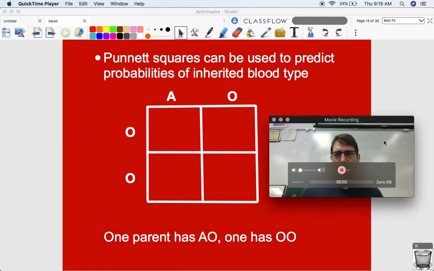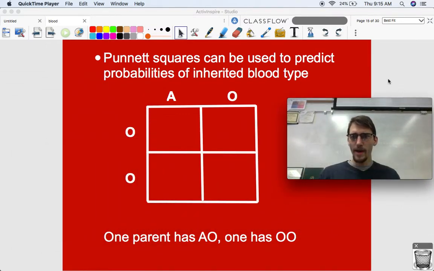This will create a clearer picture once we do these examples. Punnett squares like this can be used to predict the probabilities of inherited blood type. So let's just say mom is blood type A. She has one A allele and one O allele, and your dad is blood type O. Whatever, one parent's A, one parent's O, and the parent that's A has one O allele too.